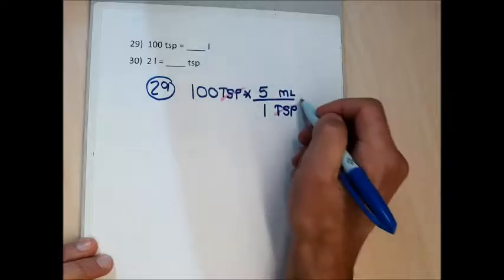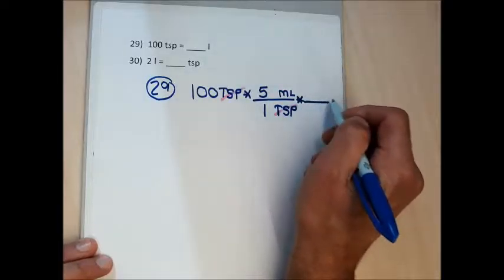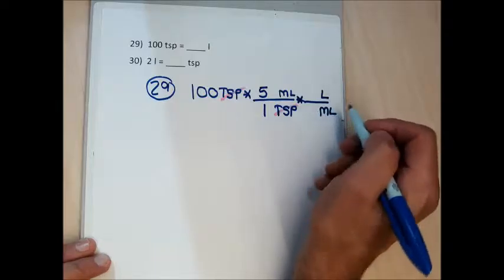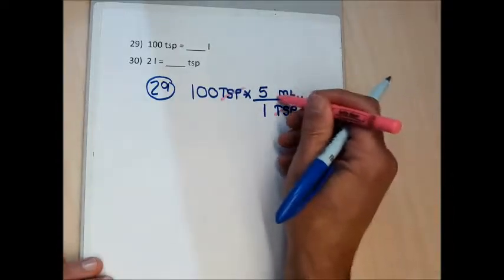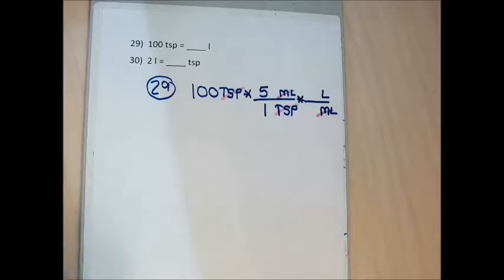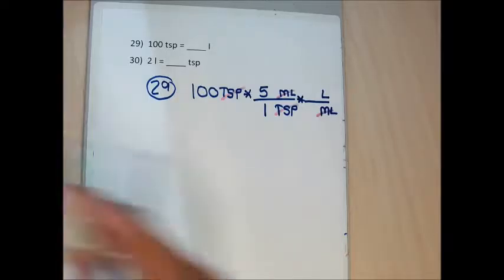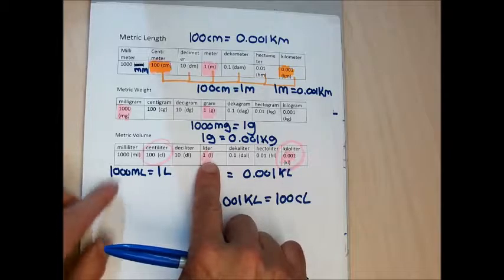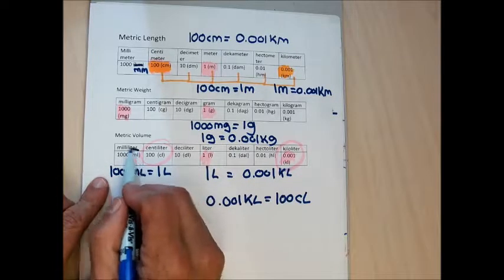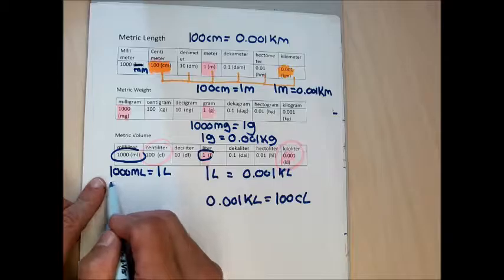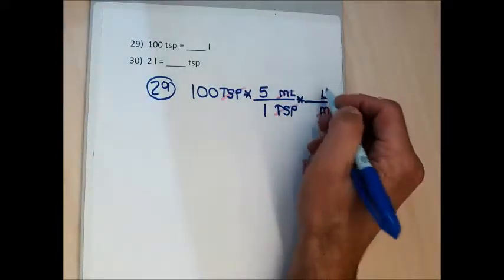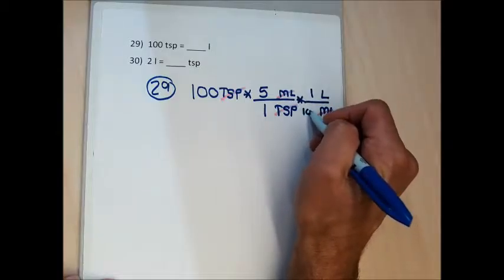I want to end up with liters. Easy enough. I'm going to put a fraction that has liters in the numerator and milliliters in the denominator. That will cancel out the milliliters and end me up in the liters. And I need a relationship between liters and milliliters. That's here. The relationship I need between milliliters and liters is that 1,000 milliliters is equal to 1 liter. That's the unit that I'm going to use for a second here. That 1 liter is 1,000 milliliters.